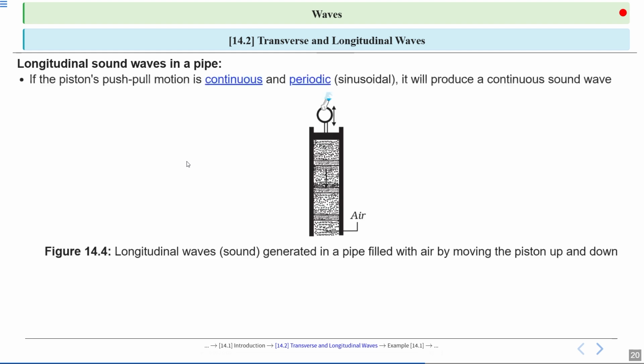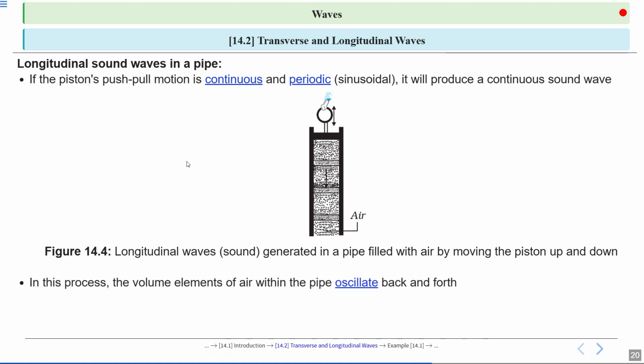Now, if the piston moves in and out in a continuous and periodic way, meaning it repeats the same motion over and over, like a sine wave, it produces a continuous sound wave. Figure 14.4 here shows the piston at one end of the pipe moving up and down to create these waves. This regular motion is what makes the sound wave steady and predictable.